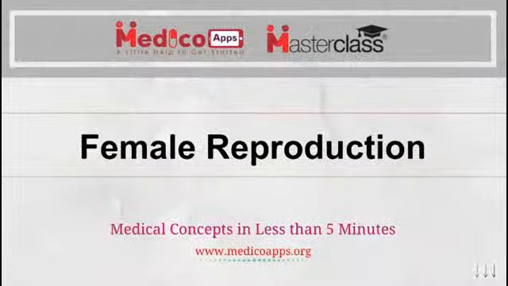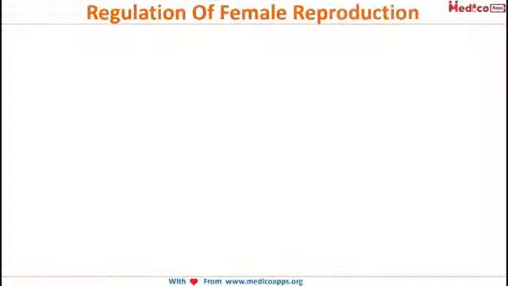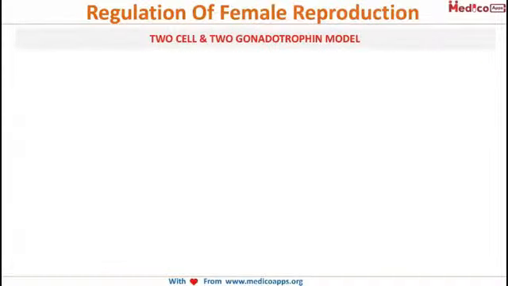We'll be learning about the female reproduction that is relevant with respect to physiology. So, first we'll start off by understanding the process of regulation of female reproduction. Just as we have seen in our class of male reproduction, similarly here also there is this famous model called the two-cell two-gonadotrophin model. Right? Now let's understand what this model is.